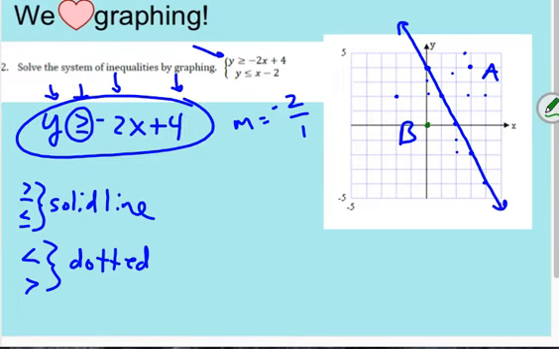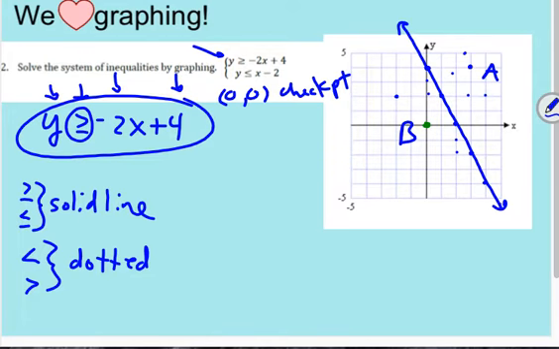So usually you pick a checkpoint. And the easiest one to plug in is 0, 0. Now 0, 0 is in half plane B. So if I plug it into this equation and it's true, then I would shade the B side. If I plug it in and it's false, 0, 0, we're going to call that the check point.